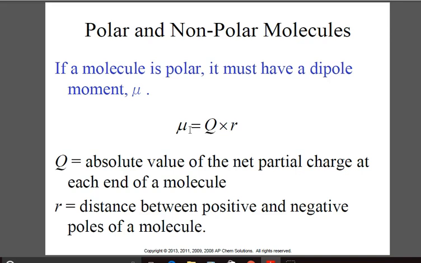Okay? All you really need to understand about dipole moment is that if a molecule is polar, it has a dipole moment. It has a value for this μ. And if it's nonpolar, this value is 0. And the more polar it is, the higher this value will be.